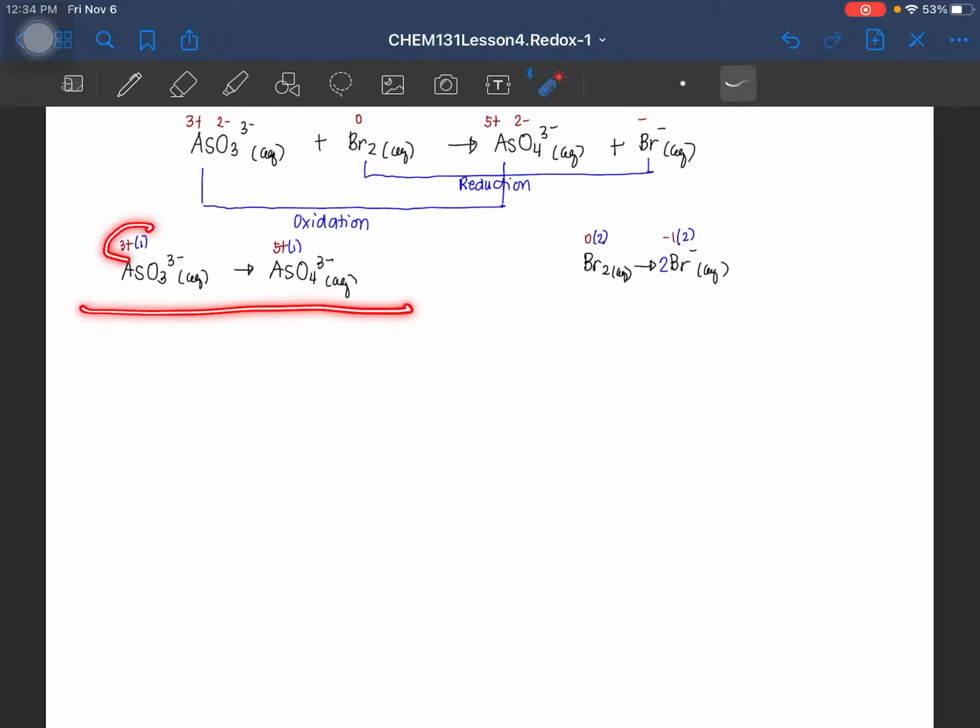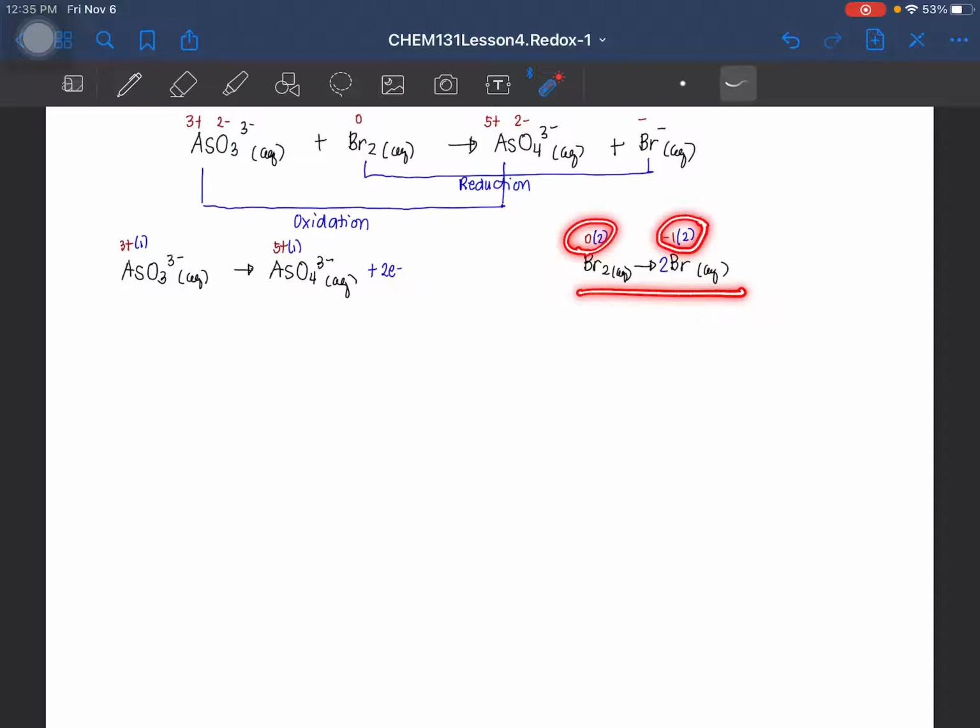So, here in the oxidation half reaction, this one is +3, this one is +5. So, the right side is more positive. And the difference between them is 2. So, we add 2 electrons on the left. For the reduction half reaction, we have 0 on the left and we have -2 on the right. So, the left is more positive and the difference is 2. So, we add 2 electrons also on the left.